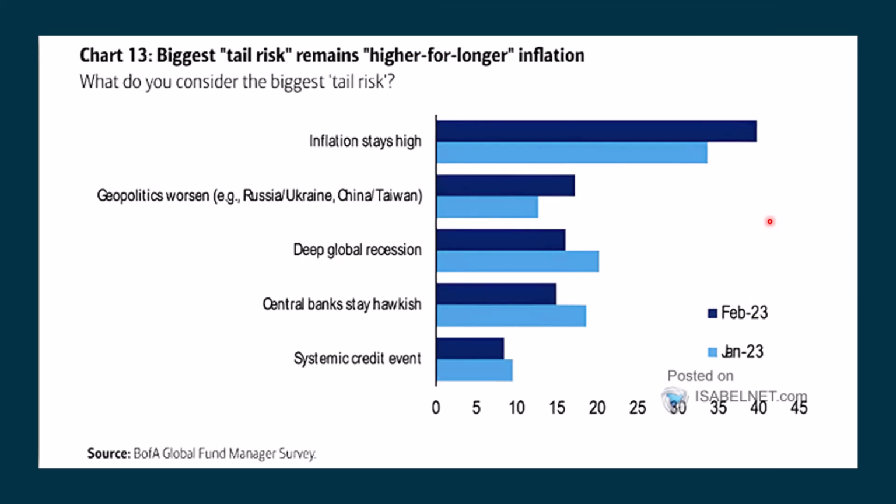What are the tail risks, or what I call headwinds, that could get in the way of the market continuing to go higher? Well, that inflation stays high, geopolitical events that happen, a global recession, the central banks are really hawkish, meaning they're raising interest rates, systemic credit event that starts maybe in one area or in one country and then bleeds out across the globe.